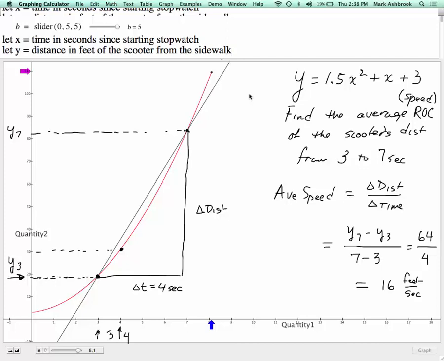So this is like a different scooter, right? What distance did that different scooter go? How far did that second scooter go? 64 feet. And how long? 4 seconds. But how did that second scooter do it? At the constant speed of 16 feet per second, right? Representing the average speed of our scooter that we're focused on.